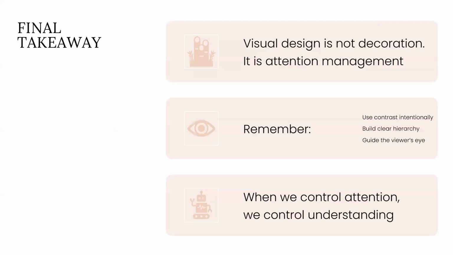So some final thoughts. When we control attention, we control meaning. When we guide perception, we guide understanding. When we design for the brain, not just the eye, visuals become instruments of clarity rather than containers of information. This is the essence of focused visual communication. Not showing everything, but showing the right things in the right order with the right emphasis for the right understanding.